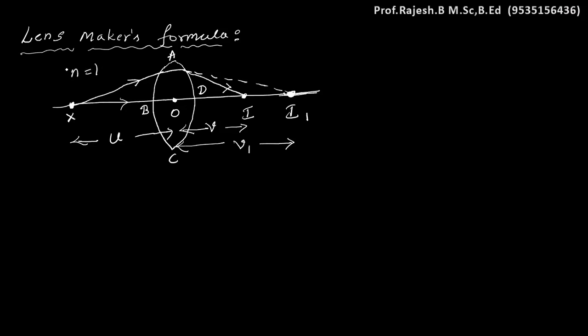So this is a general diagram. Outside medium n equals 1, so for air medium it is. Here also there is air. I can take generally n equals 1 for air. But inside is a glass medium, so the refractive index I'll write as n. Or you can also take n1, n2, like that.